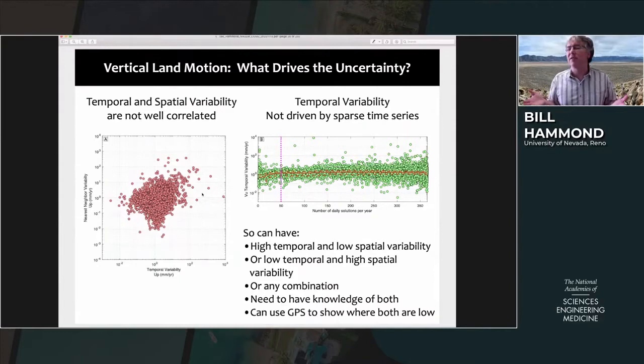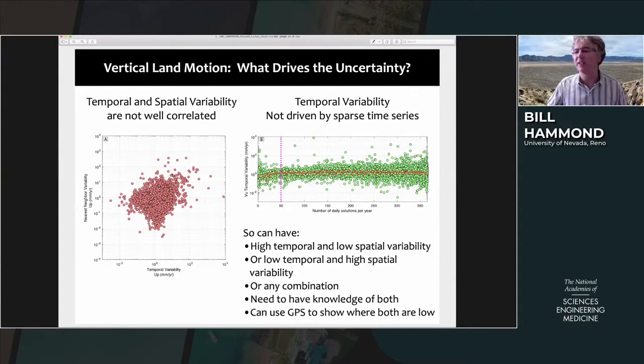So we have this temporal variability, and we have spatial variability. It's clear from these maps. And we can start to interrogate this and try to understand the significance and the source of uncertainties in the vertical land motion. So this plot on the left is just a plot of the nearest neighbor spatial variability of GPS vertical rate. And on the horizontal axis is the temporal variability from that VU time series.